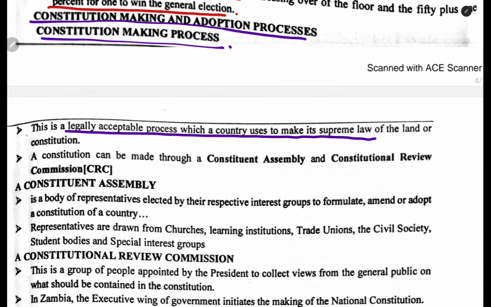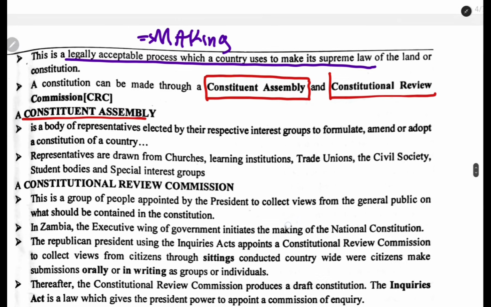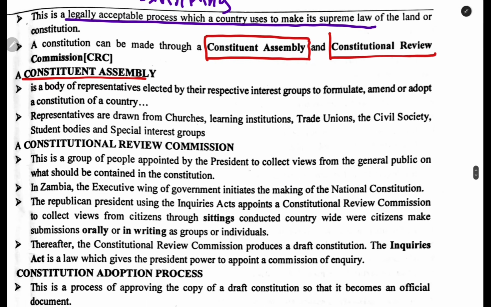To start with, we are going to start with constitution making. There are two parts there that you should remember: making and adoption. So we are going to start with making. In the making process, the constitution can be made through the Constituent Assembly and also the Constitution Review Commissions. Those are some of the ways the constitution can be made. Now, let us start with the Constituent Assembly. How is the constitution made using the Constituent Assembly? The first thing we need to understand is what the Constituent Assembly is.